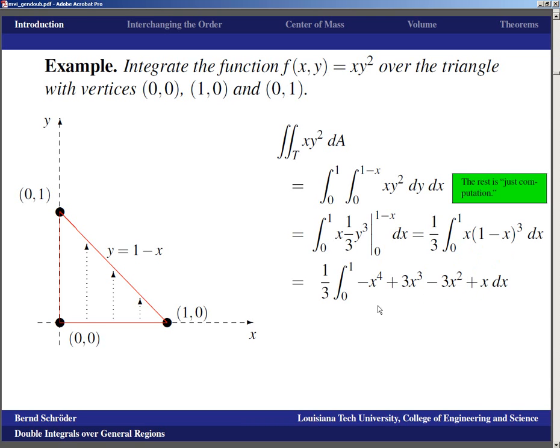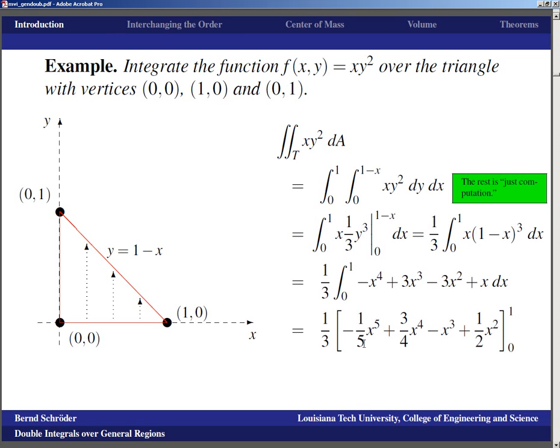And so the antiderivative for that will be, the 1/3 will stay out front, we get negative 1/5 x to the 5th plus 3/4 x to the 4th minus x cubed plus 1/2 x squared, from 0 to 1. Okay, so the lower bound again does not contribute anything, and at 1 we just have to add all those fractions up. Common denominator is 20.